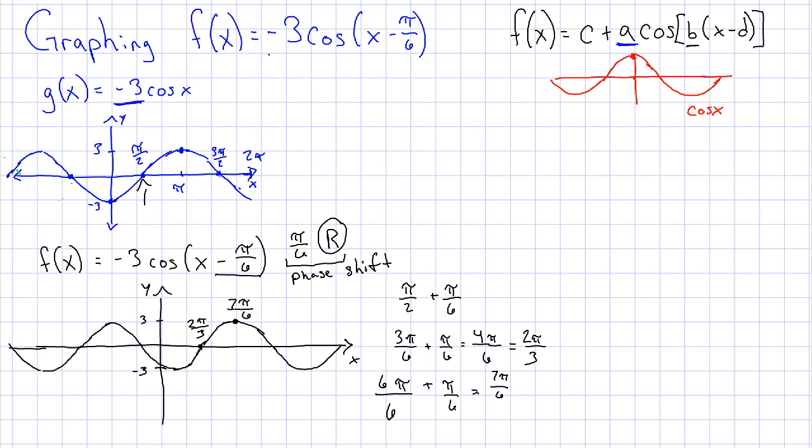And then we can label some of the other points as well. Again, each of these points is the point from the original graph plus pi over 6. So that is how we handle graphing this new function, this minus 3 cosine of x minus pi over 6. Thank you so much.